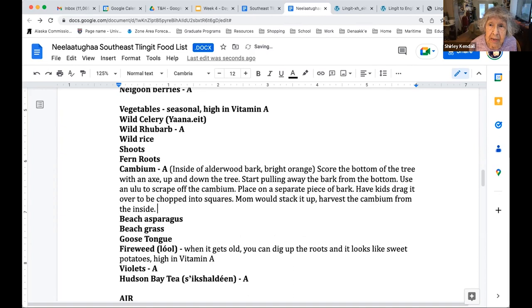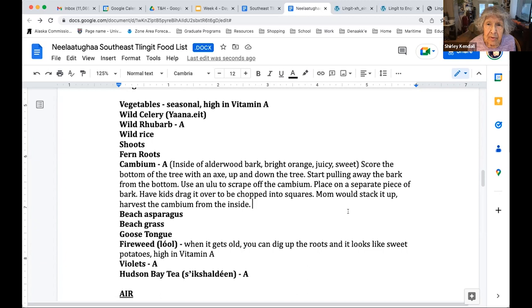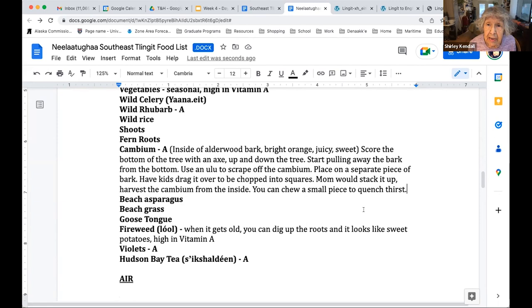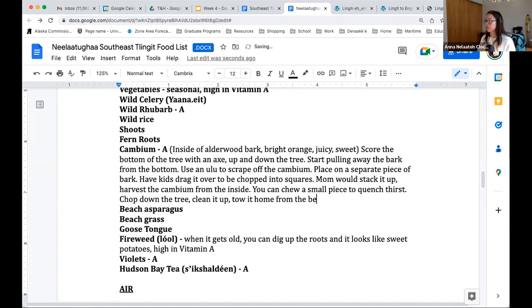So when we got really tired and needed something to drink or something sweet, we just grabbed a small amount and chewed on that while we were working. It's really great. And once you finish the tree, the tree can't live without the bark. So we had to chop down the tree and clean it up and then take it to the beach and tow it home so we could have firewood. But you don't get a whole lot of cambium from a whole tree, maybe like a bowl full.